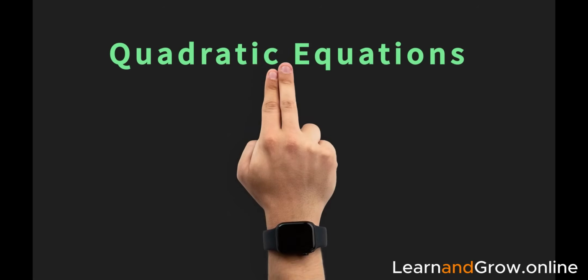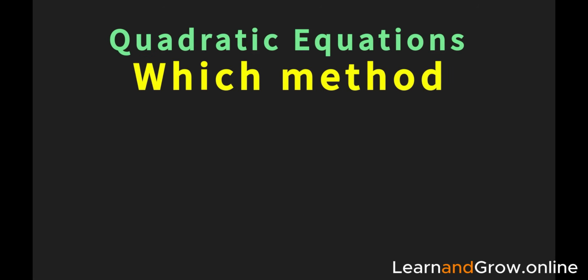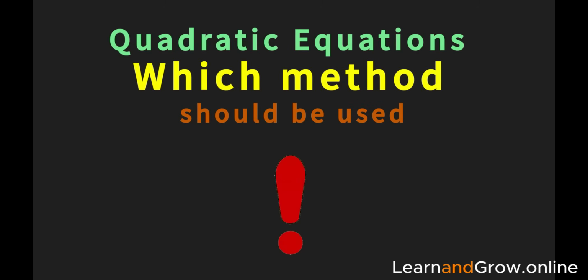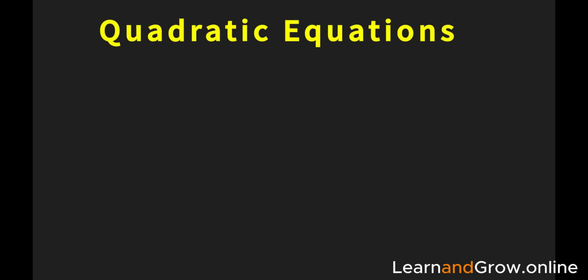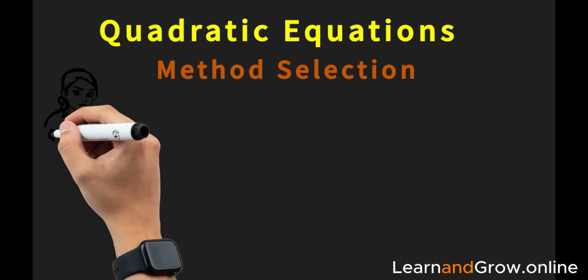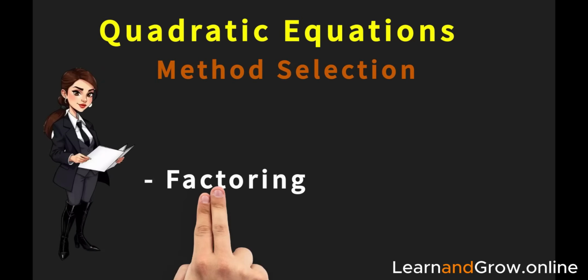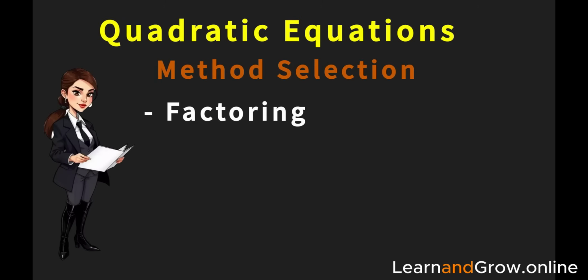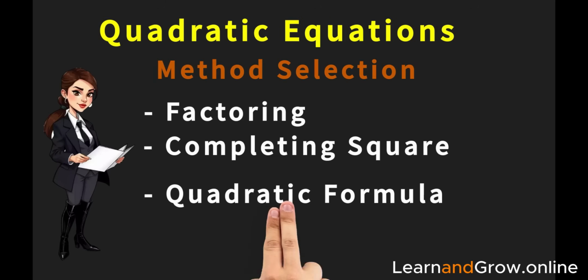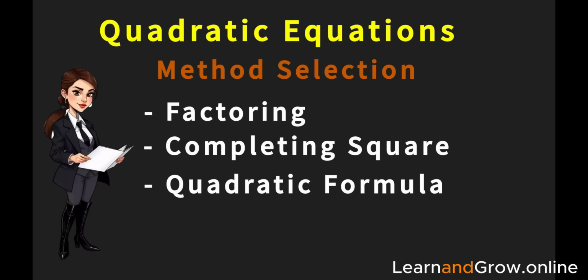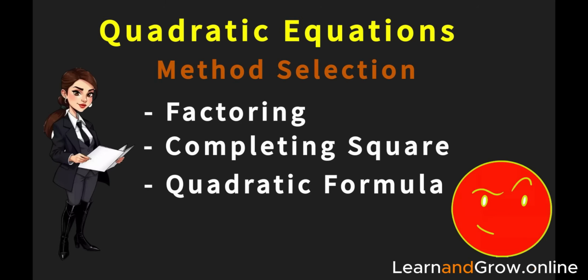Now let's answer a very practical question. How do you decide which method is best to solve a quadratic equation? When faced with a quadratic equation, you typically have 3 powerful tools to use. Number 1, the factoring method. Number 2, completing the square. And number 3, the quadratic formula. But which one should you use? Let's break them down one by one to create your perfect problem-solving strategy.